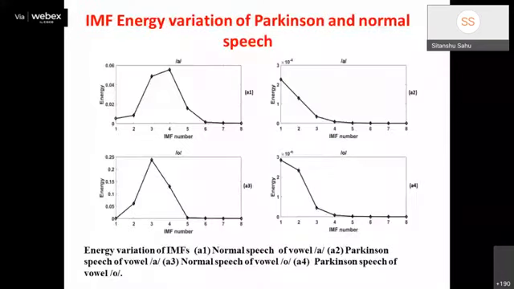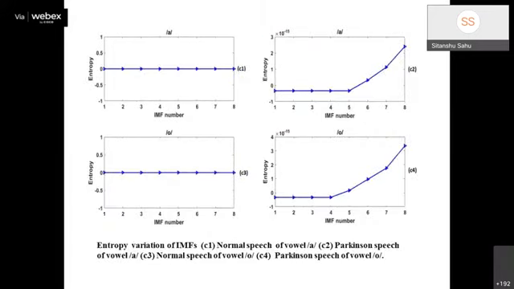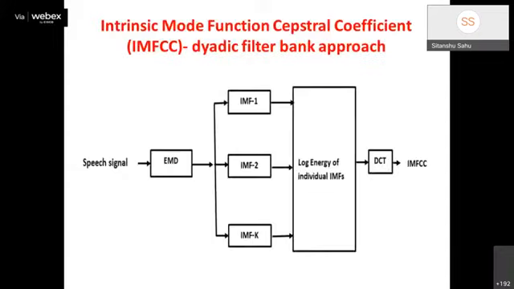Now if I take this as a feature domain by looking at the energy in the particular IMFs, the energy variation happens in this way. If you see, the energy variation is quite different between the normal speech and the Parkinson's speech. The right side is the Parkinson's one and the left side is the normal one. Similarly, if you look at the entropy variation, there is a quite clear pattern in the normal entropy and the Parkinson's speech entropy.